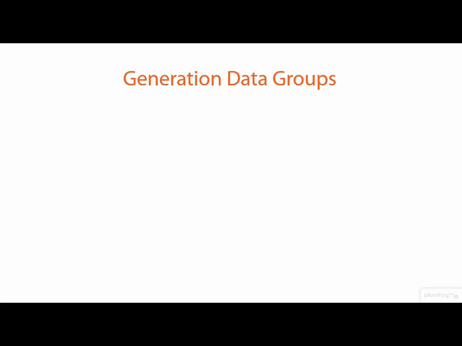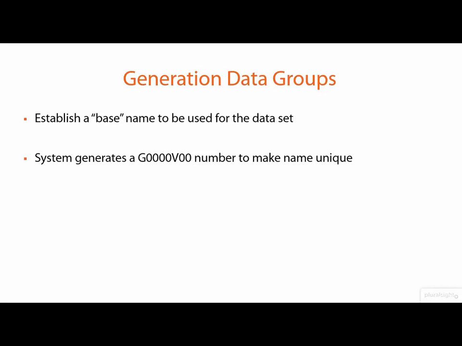The generation data group is a definition then that will be placed in that catalog, and it establishes a base data set name that is going to be used for the generations that we create. The system then generates a unique number in the lower level qualifier for that data set that allows us then to create unique entries. So in other words, if we have a data set called userid.dataset, then the system will add this generation number to create a unique name. And this number then will be incremented every time a new generation is created.